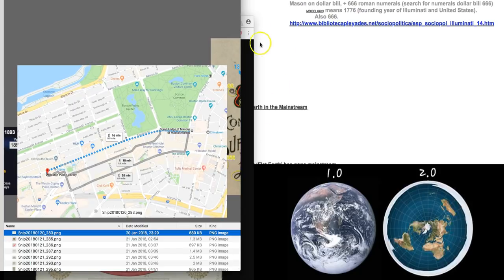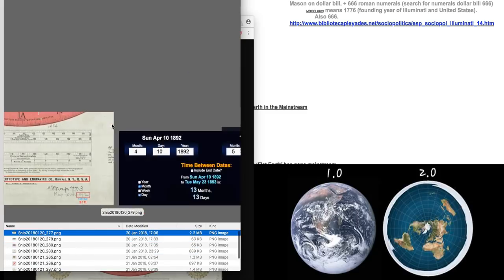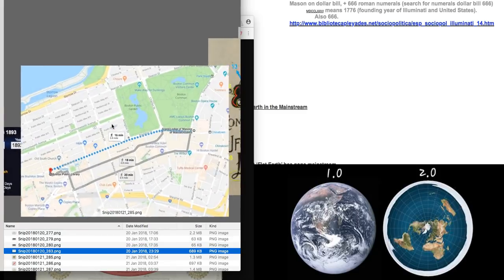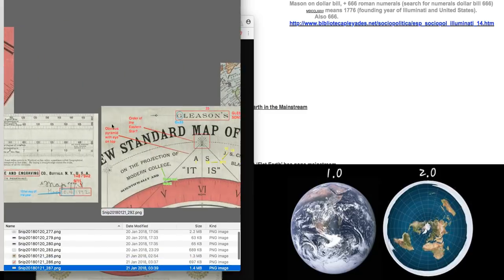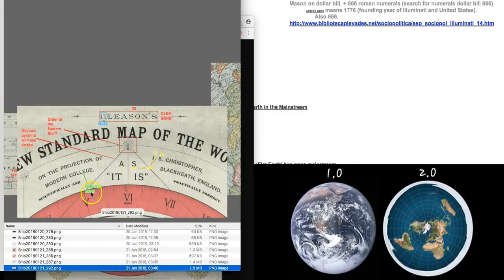I didn't want to get sidetracked too much on that, but I just wanted to make the point that this map is just full of it. I mean, this modern college doesn't even exist.